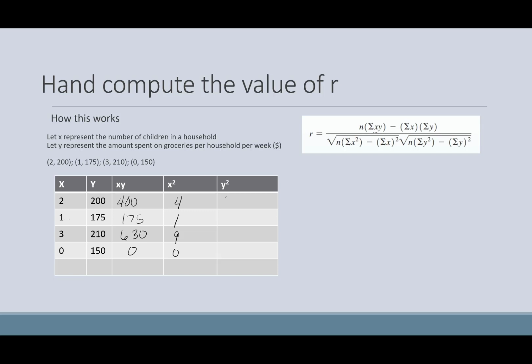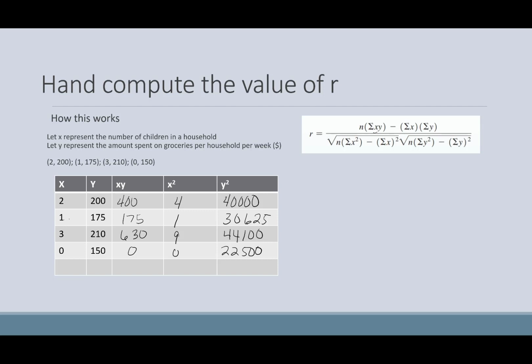So 200 squared is 40,000. 175 squared is 30,625. 210 squared is 44,100. And 150 squared is 22,500.